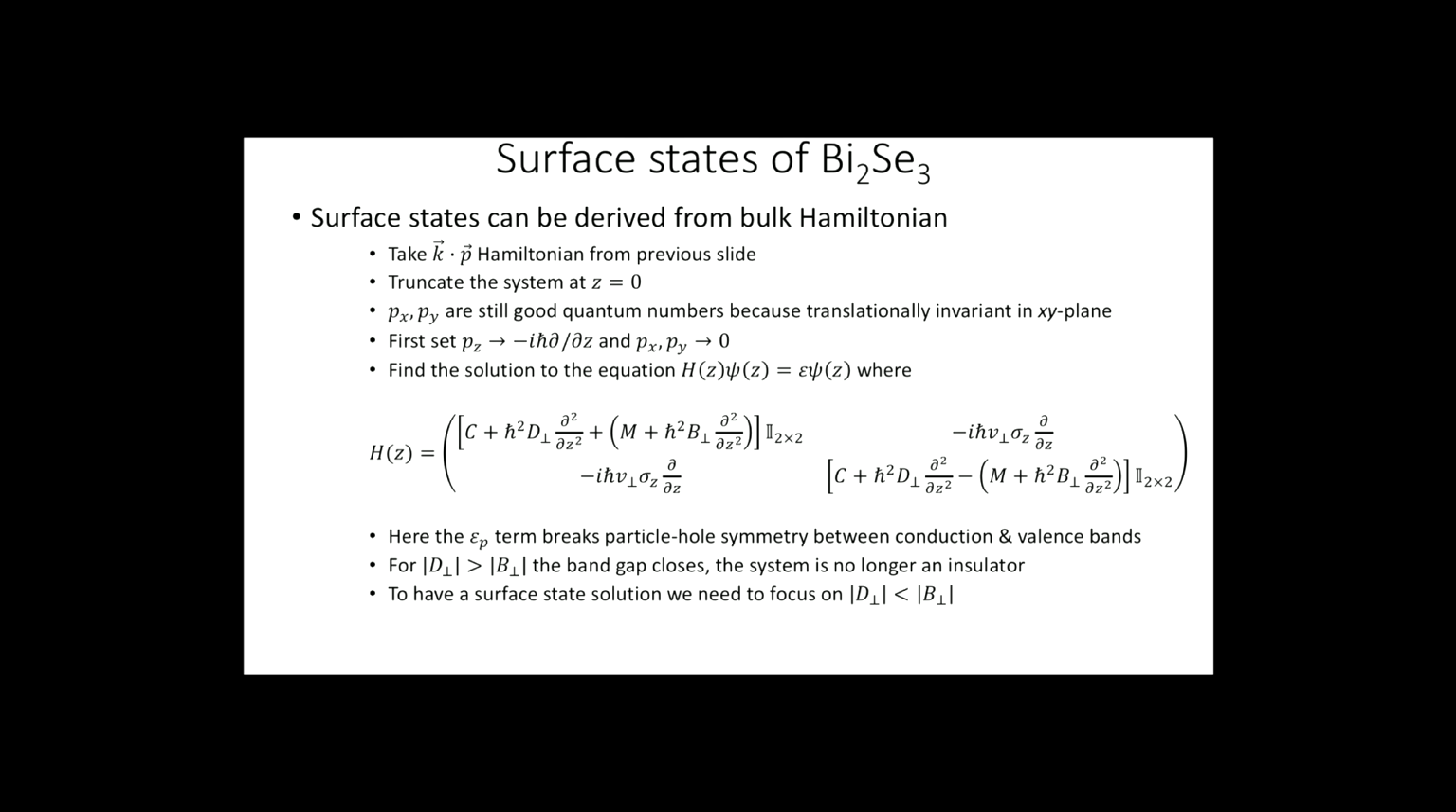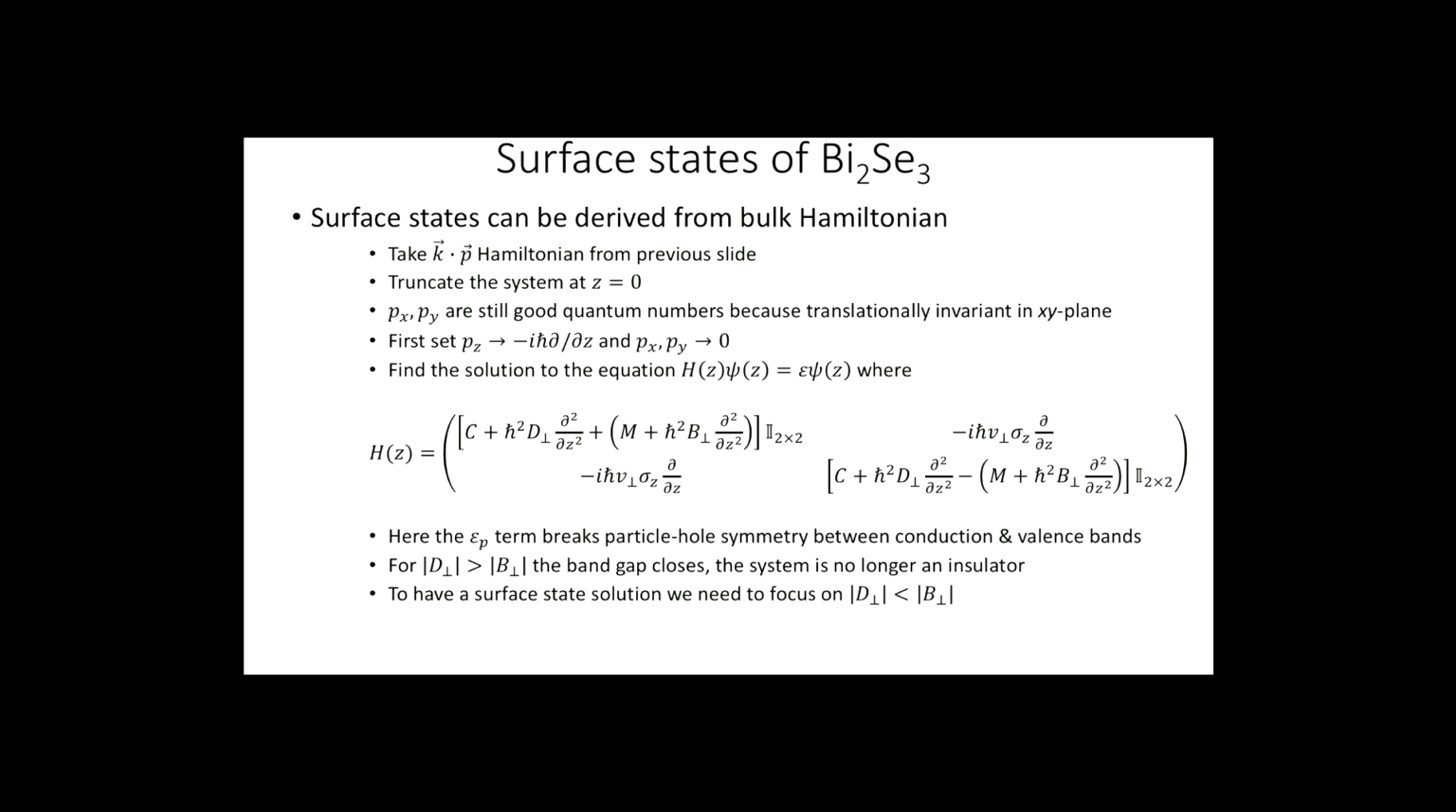In the xy plane, there is no change. We still have translational invariance. So px and py are still good quantum numbers, but pz is not a good quantum number because we're breaking translational invariance in the z direction. So we have to take that Hamiltonian and set pz equals minus i h bar d/dz. Remember, we're doing k·p theory, so here I'm actually using the momentum rather than the wave vector. But these p terms, I'll remind you, we are close to the band edge, so the momenta are going to be small. So the first thing we do is we replace pz with minus i h bar d/dz, then we set px, py equal to 0. That will give us a matrix Hamiltonian with a series of differential operators.